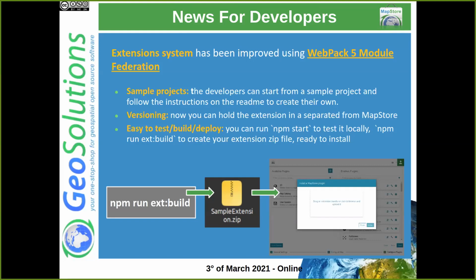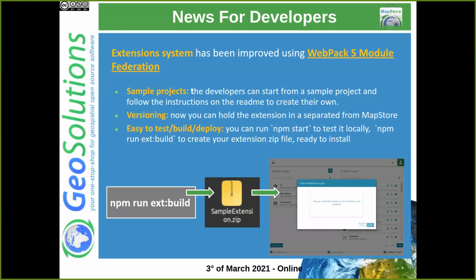Now we have created a simple project to start from. There is a repository on GitHub with a simple project you can use as an example to start developing your own extension. And this is separated from MapStore now, so you can develop independently without having to build it inside the most recent version of MapStore, and you can version your own extension. And now it's easier to test, build, and deploy.